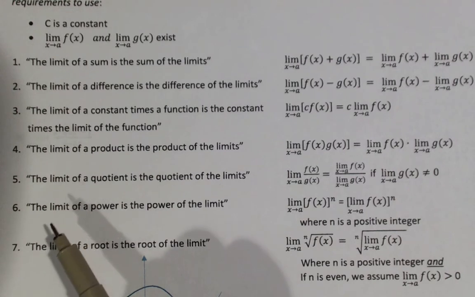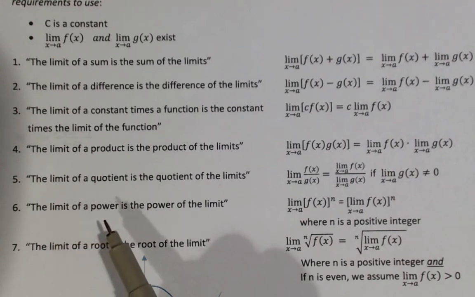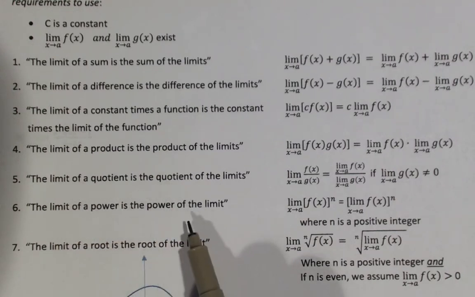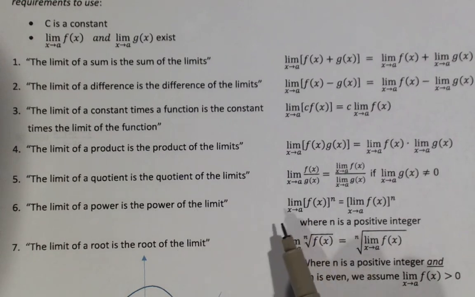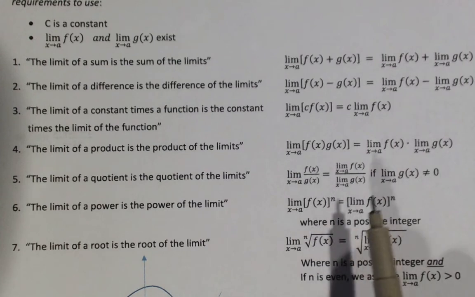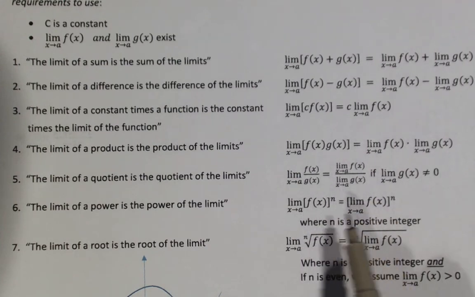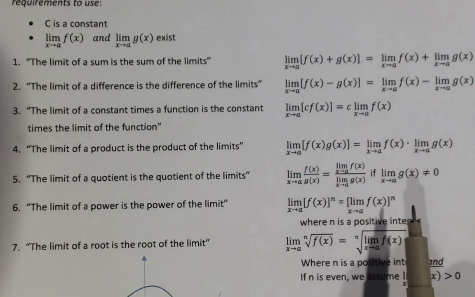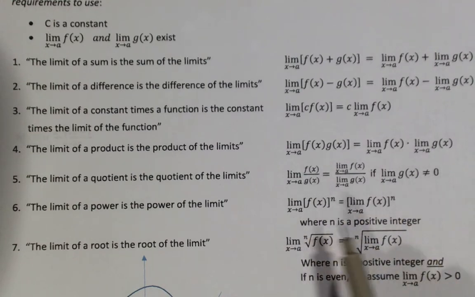Then we have the limit law that says the limit of a power is the power of the limit. So if I say the limit as x approaches a of f of x raised to the n power, I could find the limit as x approaches a of f of x and then take that value and raise it to the nth power, where n is a positive integer.